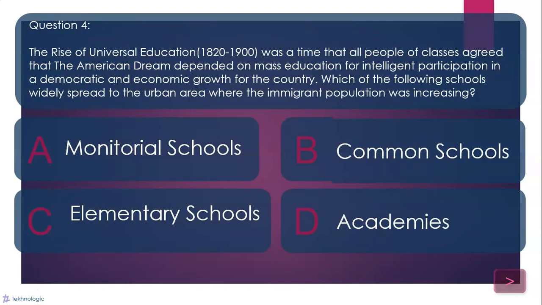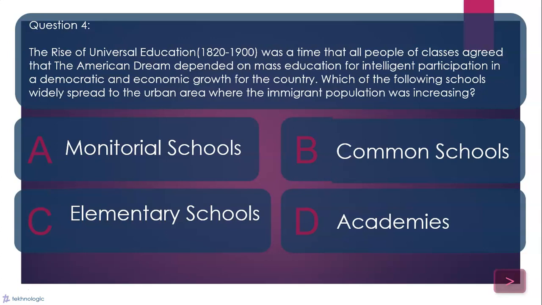Question 4. The rise of universal education 1820 to 1900 was a time that all people of classes agreed that the American dream depended on mass education for intelligent participation in a democratic and economic growth for the country. Which of the following schools widely spread to the urban area where the immigrant population was increasing? Is the correct answer A. Monitorial schools, B. Common schools, C. Elementary schools, D. Academies?